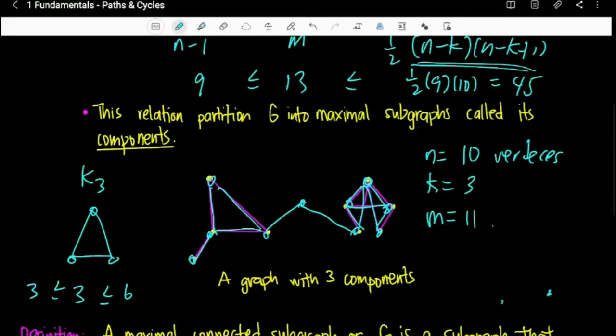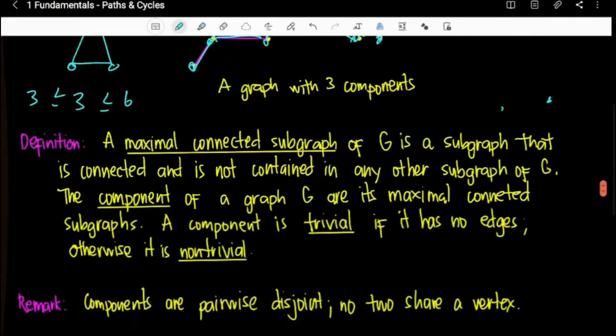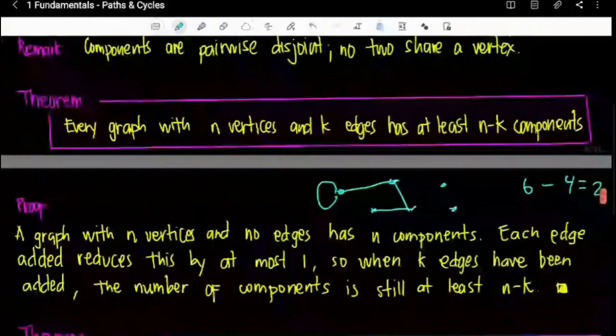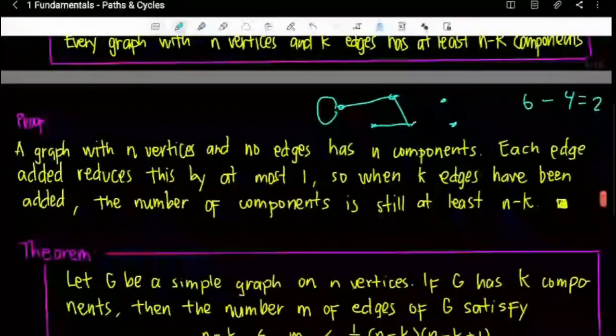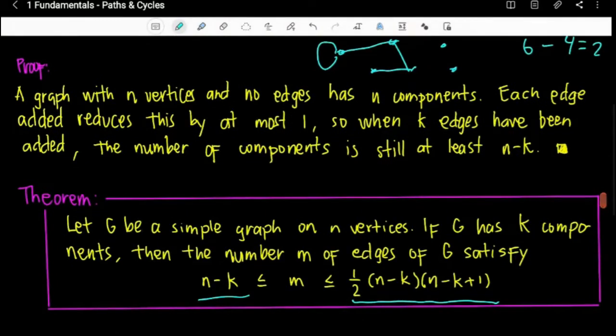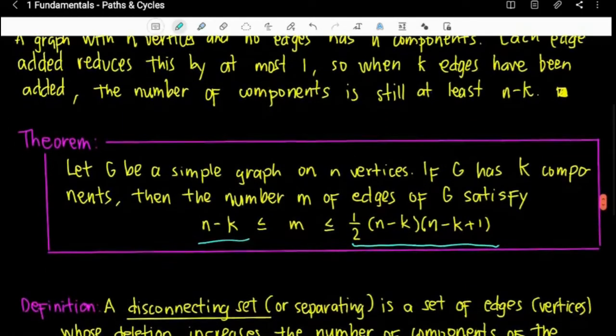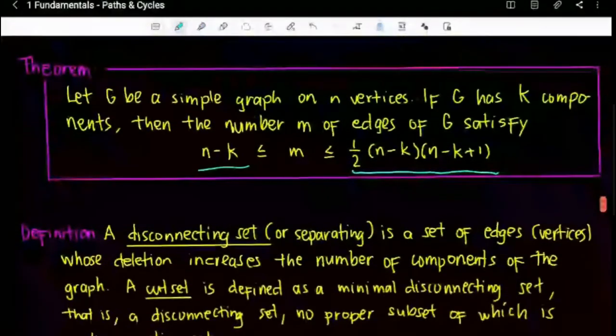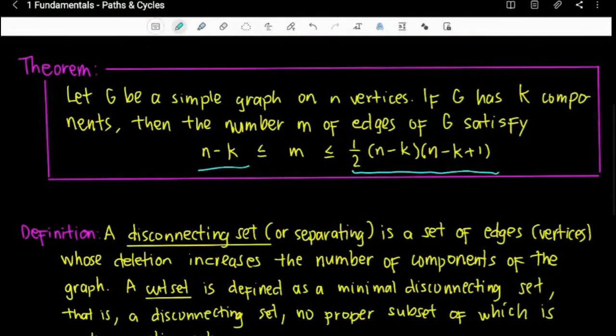The lower bound and the upper bound of the edges is on the lower end, n minus k, on the upper end, 1/2 n minus k times n minus k plus 1. This is a very nice theorem because you can now count the minimum number of edges and the maximum number of edges for any given graph. Okay. This is quite tedious to show, kaya hindi ko napapakita sa inyo yung proof. But this is a good reading exercise. You can go to our reference book, tapos pwede nyo tingnan doon yung proof. Sobrang dali lang naman niyang intindihin.